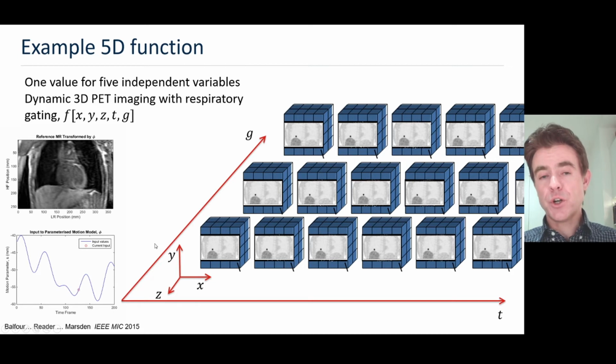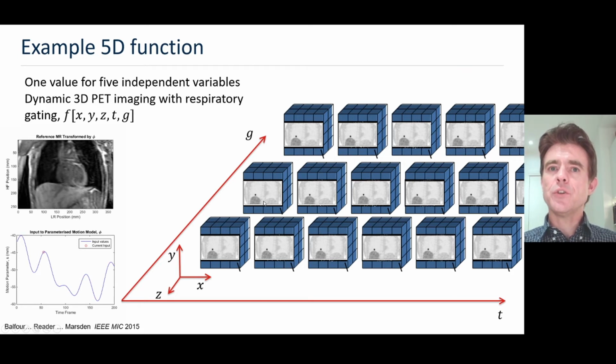And then once we've frozen the motion for that particular gate, we could still have a 3D PET image, which then still varies with time as well. Again, I'm very much forced into showing this in a discrete context because it's far easier to visualize. So a 3D image as a function of time and as a function of the breathing position, the gate G.